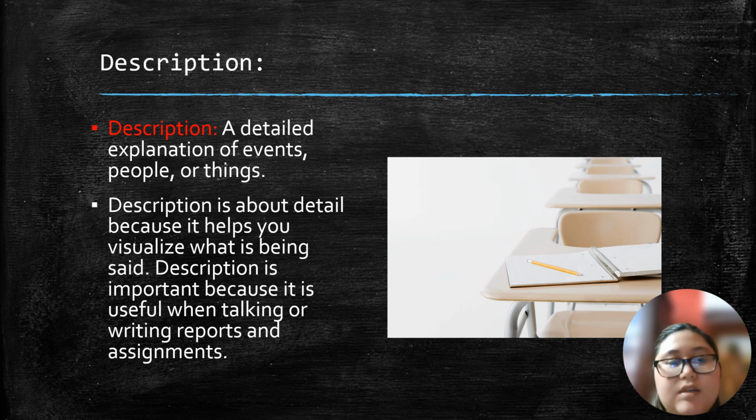The next thing you will be learning is description. Description is a detailed explanation of events, people, or things. Description is about detail because it helps you visualize what is being said. Description is important because it is useful when talking or writing reports and assignments. It is always very good to know details because details are important and will be useful when you need to recall things.